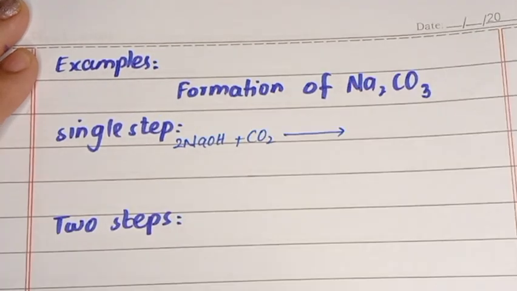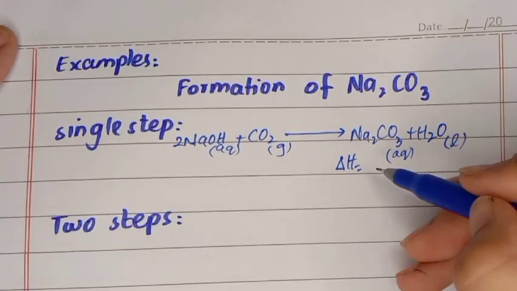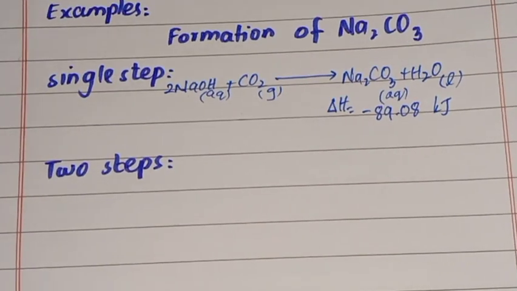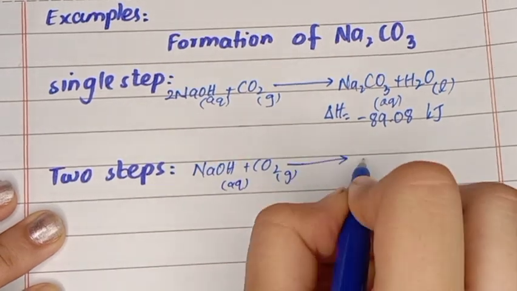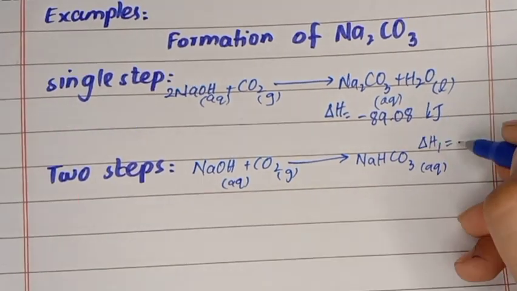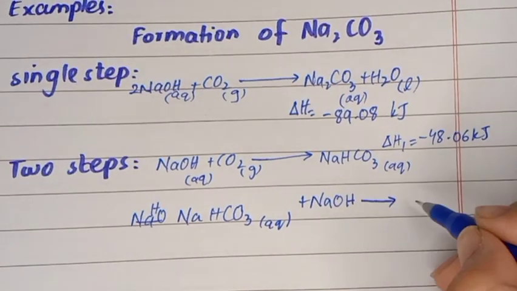So the next thing I'll explain is the two-step process. The two-step process includes NaOH plus CO2 that is converted into NaHCO3 in aqueous form, and the delta H1 is minus 48.06 kilojoules. So we can easily understand that delta H is equal to delta H1 plus delta H2. The one-step process is equal to the sum of the two-step process. So we can calculate the enthalpy change through delta H, delta H1 and delta H2.